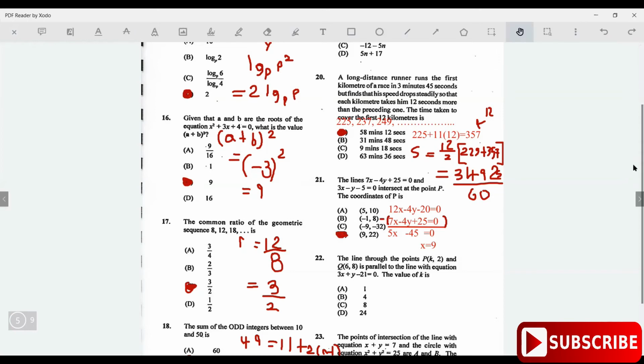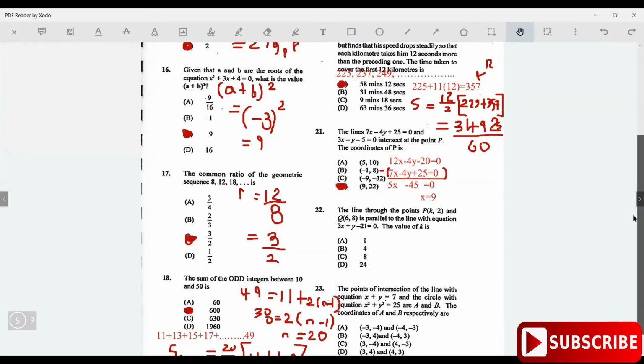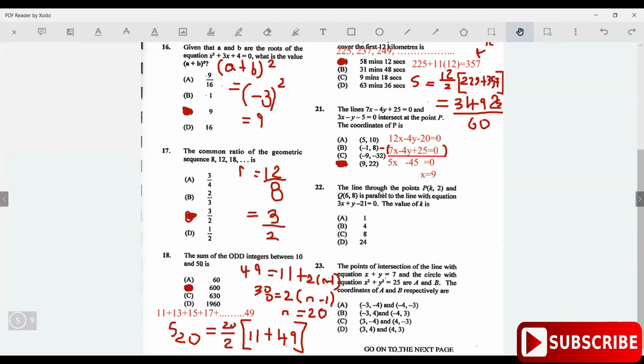If x is equal to 9, there's only one answer with x being 9, which is option D. Easy. Question 22. It says the line through the points P(k, 2) and Q(6, 8) is parallel to the line 3x plus y minus 21 equals 0. Find the value of k.